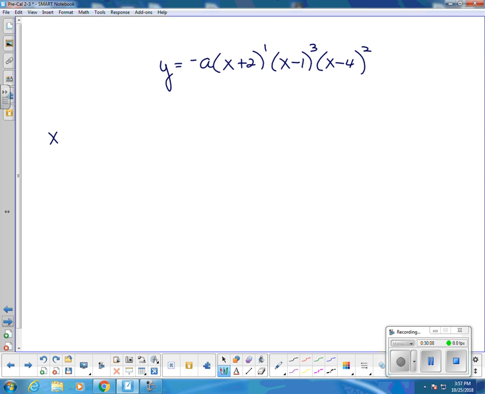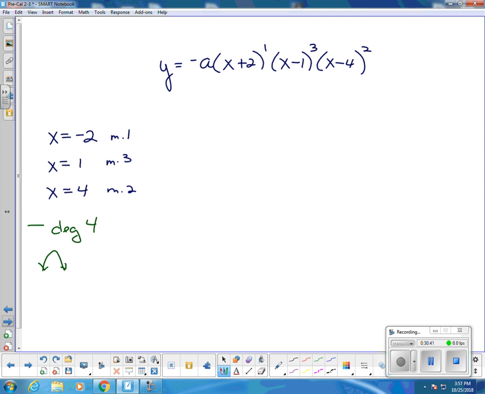So my first x-intercept is at -2, multiplicity of 1. Next one is at 1, multiplicity of 3, and 4, multiplicity of 2. I add my multiplicities up and I have a degree 4. I have a negative out front, so it's a negative degree 4. So I'm just putting this down to remind myself what my end behavior has to look like.